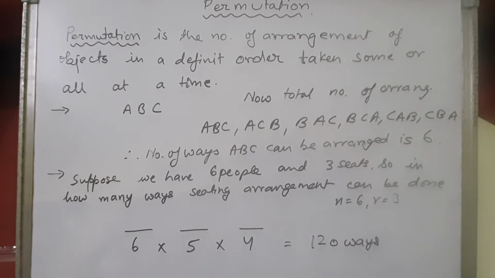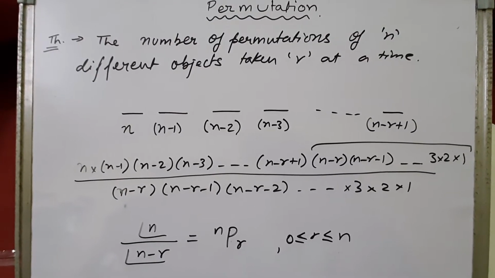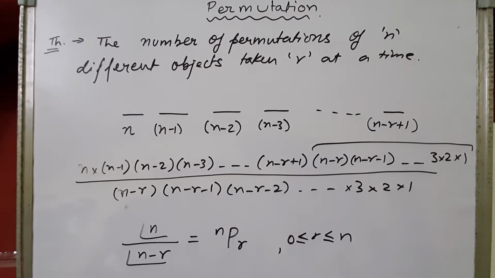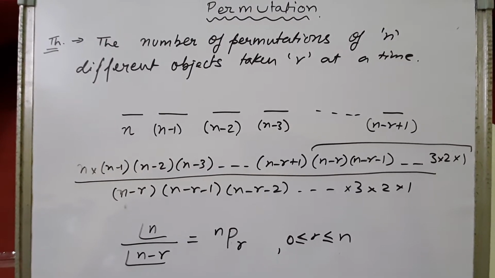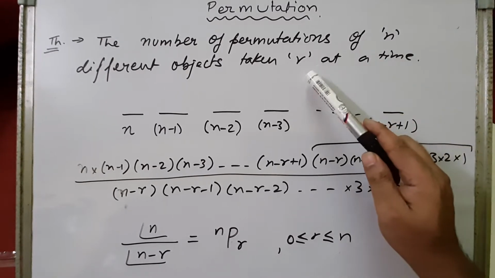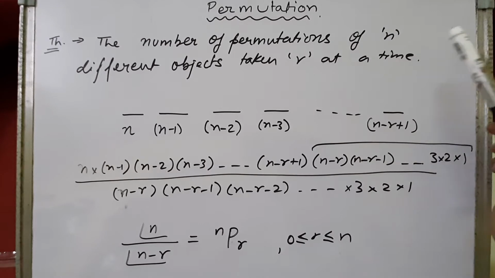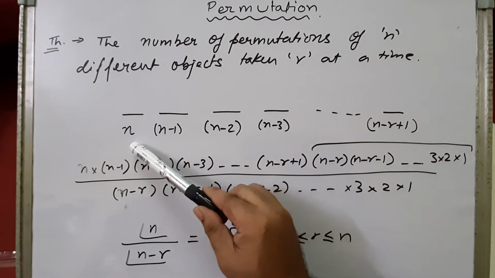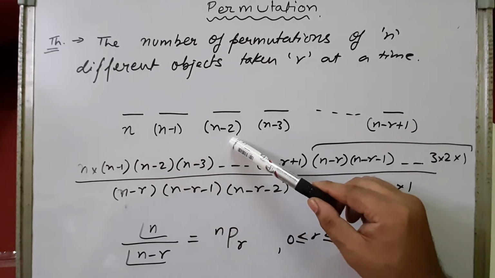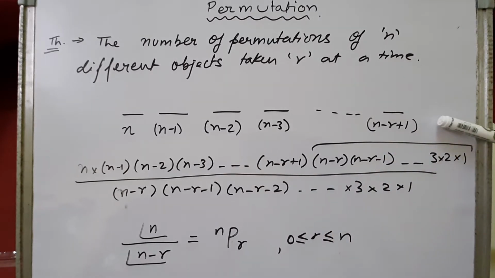Alright children, note down on the board please. Now from the last example that we have studied, when 6 people were there and 3 seats were there, how many options do we have? 6 into 5 into 4, that is 120 ways we can make 6 people sit on 3 seats. Suppose we have n different persons and r seats, then how many permutations are possible? For the first seat we will have n options, for the second seat n minus 1 options, for the third seat n minus 2 options, and for the last seat we will have n minus r plus 1 options.